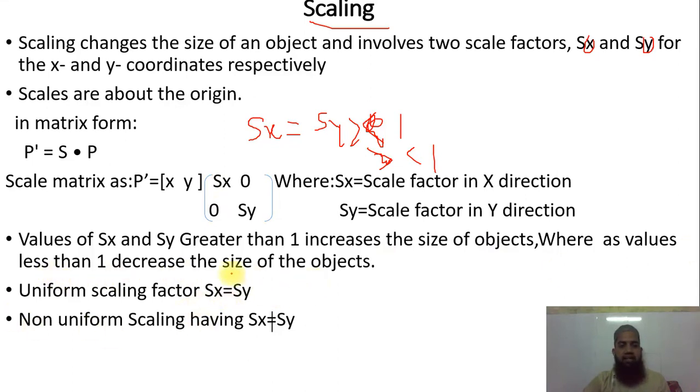Uniform scaling is where sx and sy are both the same, like 1 1, 2 2 and 3 3. Non-uniform scaling is where sx and sy are not equal. It means that sometimes the scaling in the x direction is 2 and in the y direction is 3. That is called non-uniform scaling. If both directions are the same, it will increase in both directions as usual.